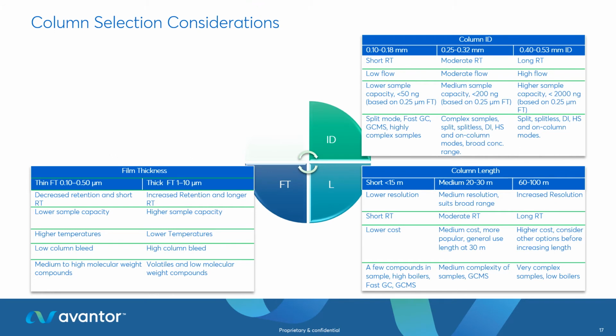So we can summarize this in this nice little table, which covers the film thickness, the length, and also the column ID, and the types of analysis that we can preferentially run on these different types of columns. It also goes through some of the advantages and disadvantages of those as well.